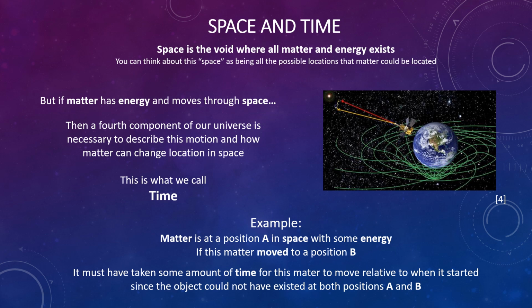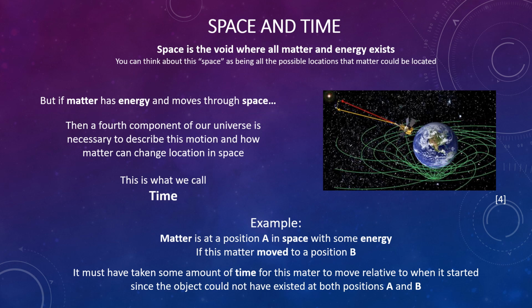But matter also has energy and it moves through space. And so if you want to describe how something is moving, you need another component, another dimension, one that we call time. And this is how matter changes. This is one way we can think of how matter changes its location in space, in that it's also moving through time as well.